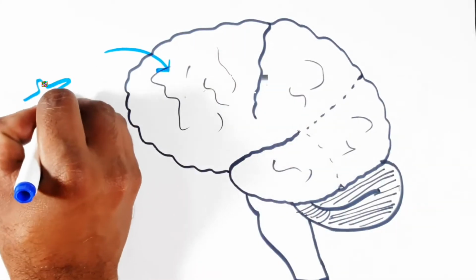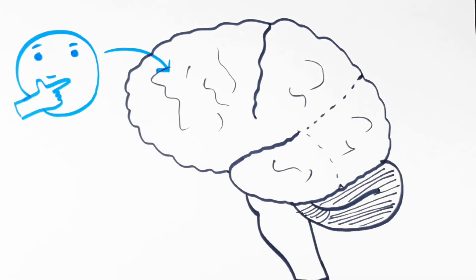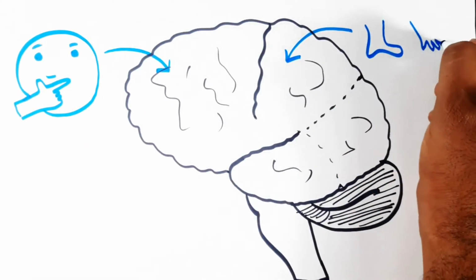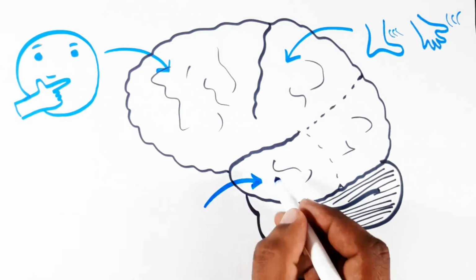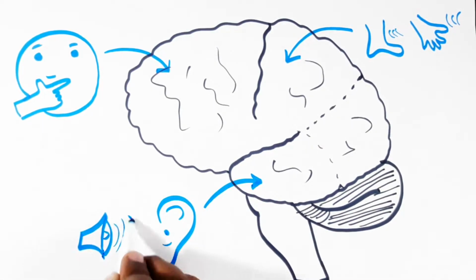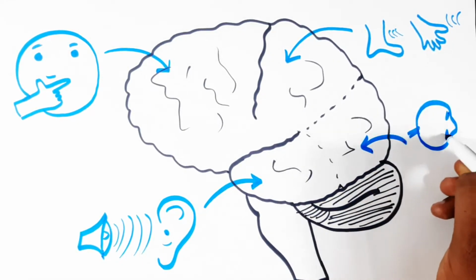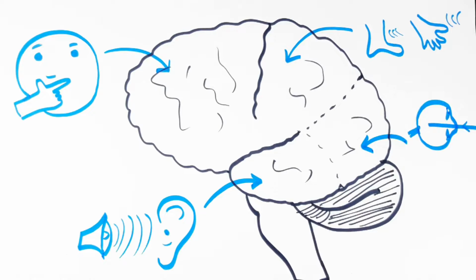The frontal lobe is mainly responsible for reasoning and thoughts. The parietal lobe works for integration of sensory information. The temporal lobe processes auditory information, and the occipital lobe is the one which processes the visual information.